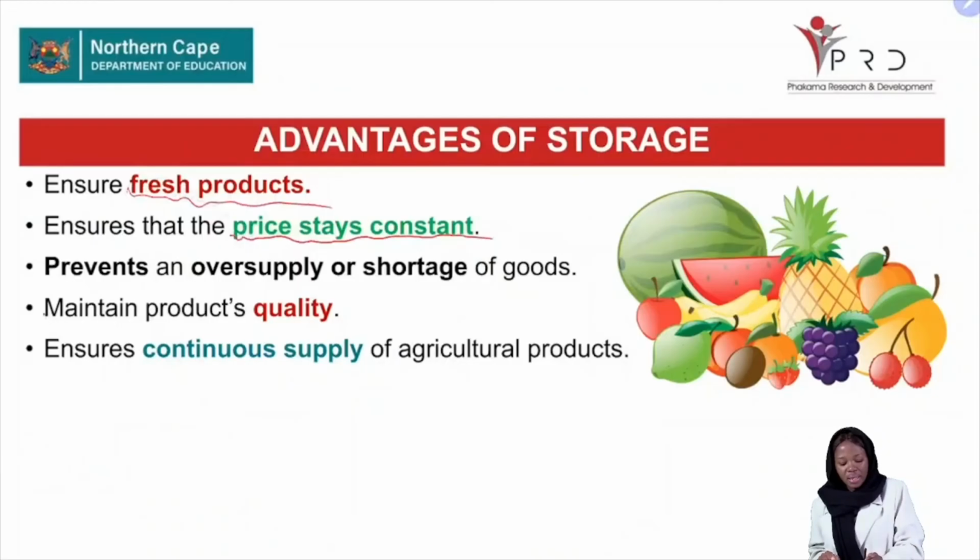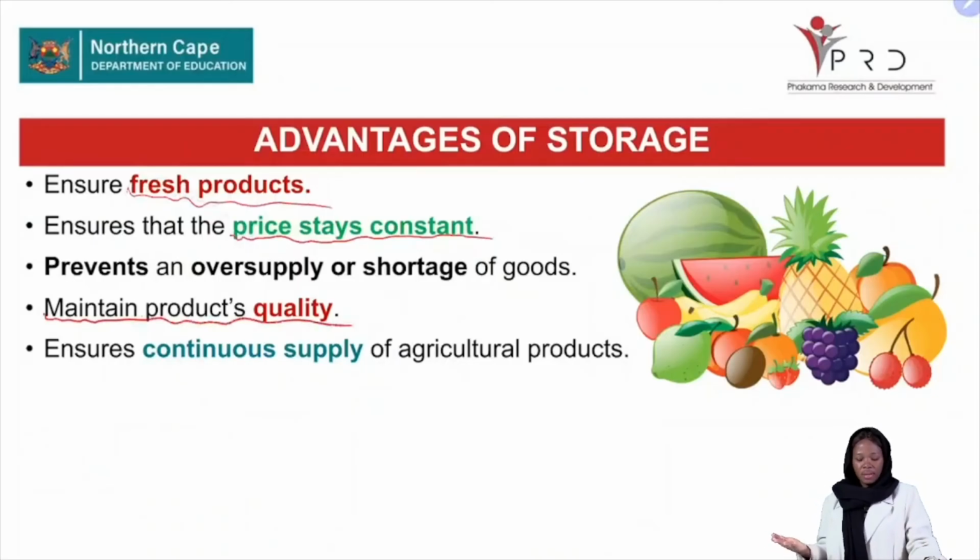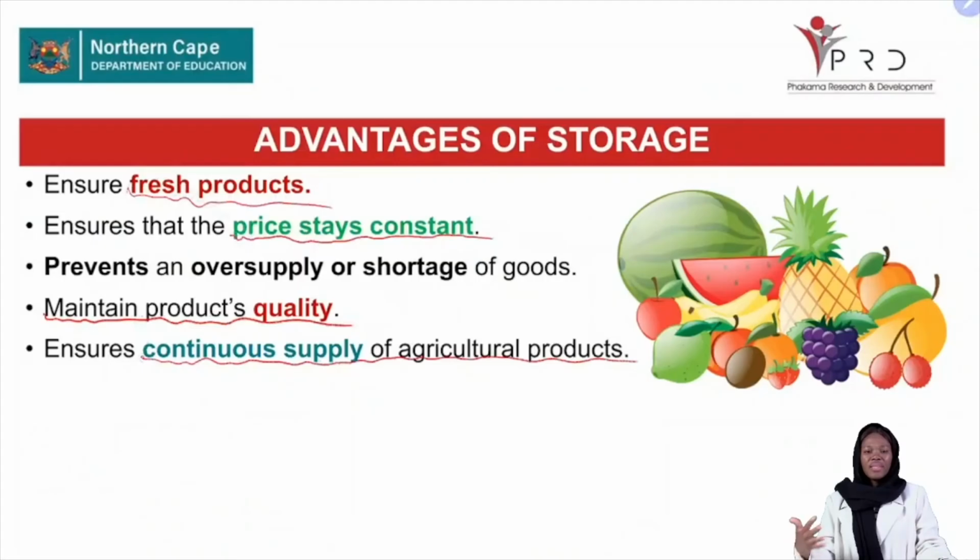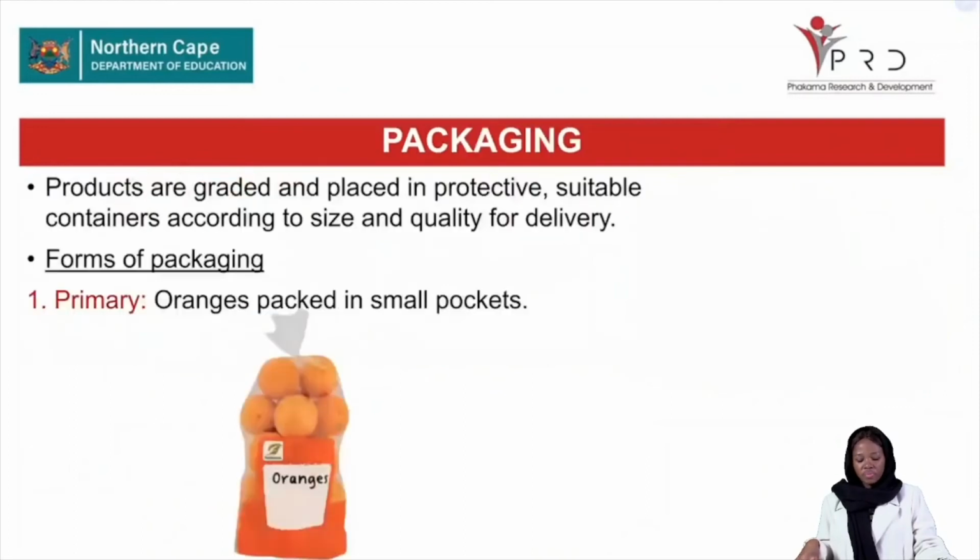It maintains the product quality, meaning ensuring fresh products, right? It ensures continuous supply of agricultural products. This is the same as spraying seeds, meaning making sure that our agricultural products are available in all seasons. Whether winter, we have oranges, summer, oranges, autumn, oranges, spring, we also have the availability of oranges. So these are the advantages of storage.